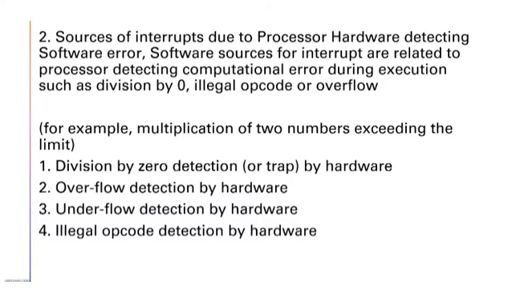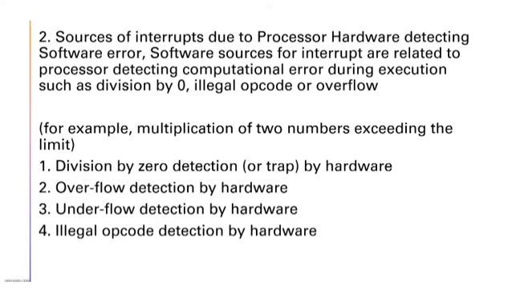Okay, next one, software interrupts. So as we have discussed, it is also called as exception. So the various conditions of software interrupt are, it can be related to the processor detecting a computational error, or division by zero, or illegal opcode, or overflow. Okay, so these are the various types of software interrupts. That is division by zero detection, divide by zero, it is an illegal condition, right?